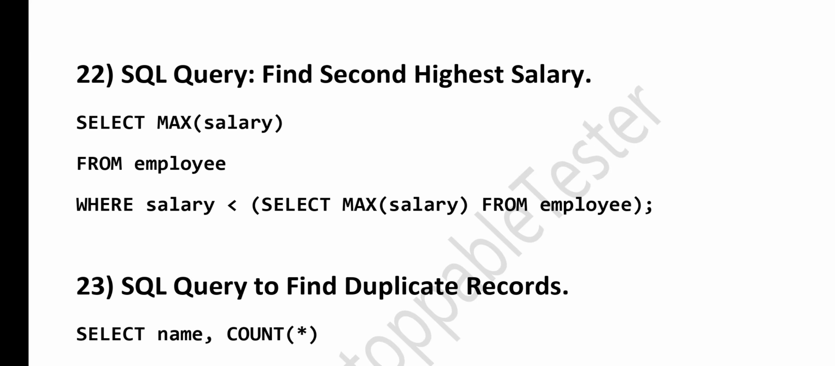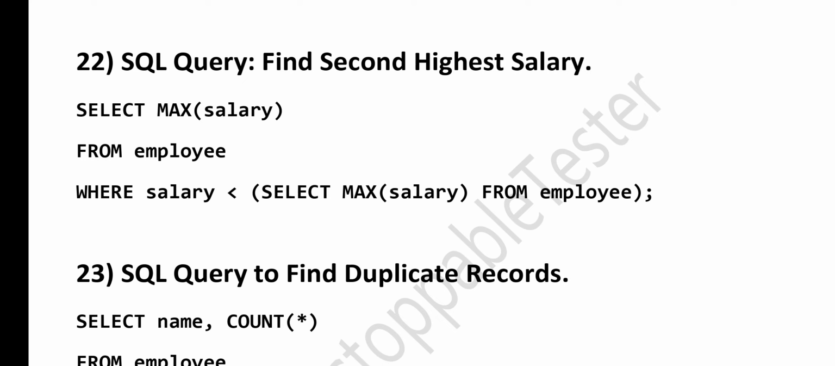Next is a SQL query to find the second highest salary. Okay, you can use max clause, so that select max of salary, and from employee where salary is less than, select max salary from employee. You can write a subquery like this.